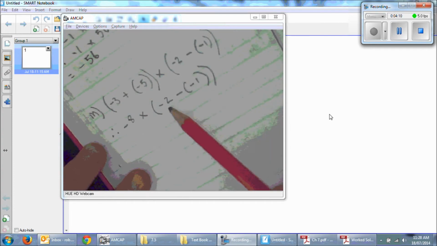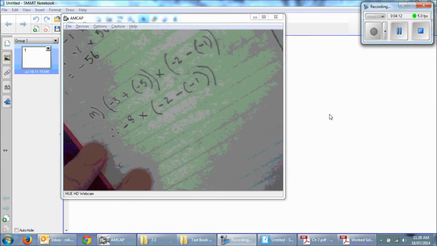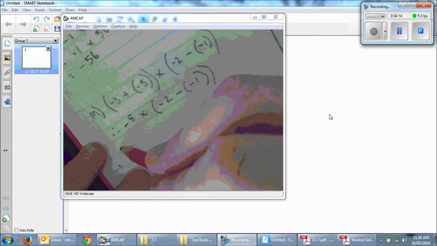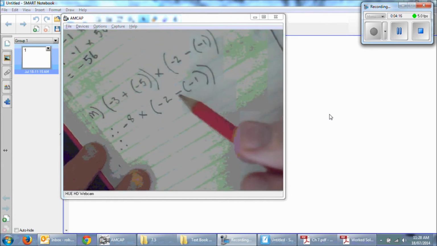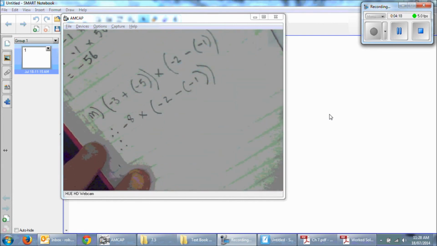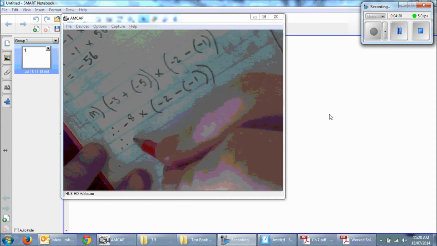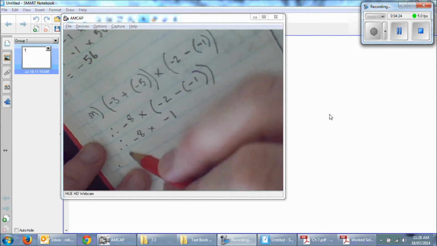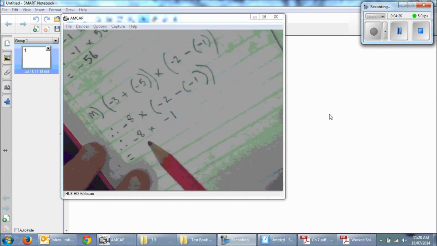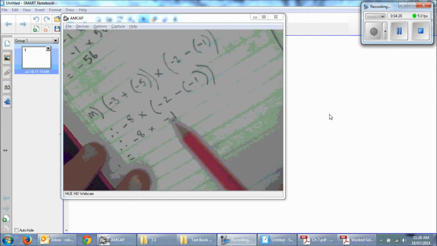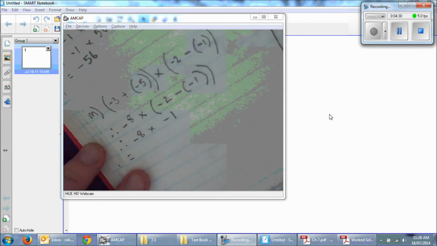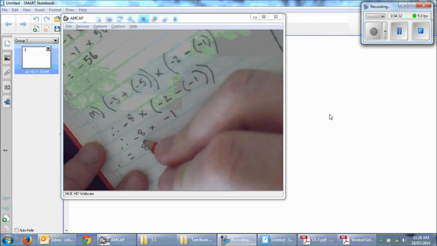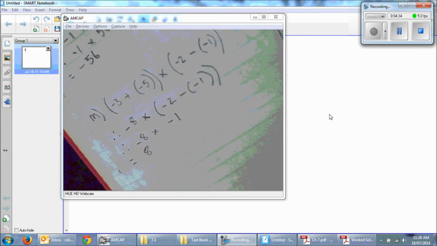Next brackets, negative 2 take away negative 1. Alright, so that means that that turns into a positive, so negative 2 plus 1, we're left with negative 1. Alright, and then last step, 8 times 1 is obviously 8, both are negative, so that means our answer is going to be a positive. So our answer there is 8.